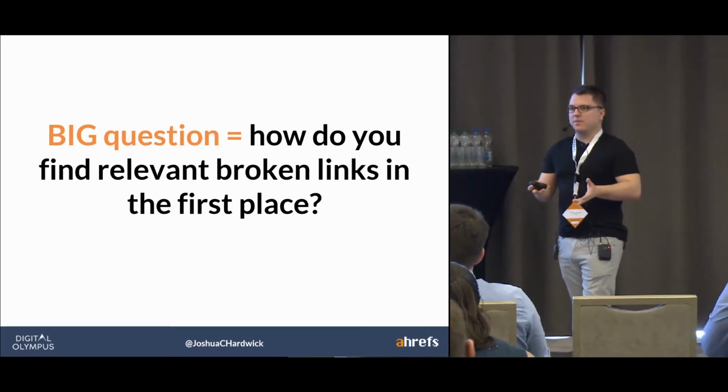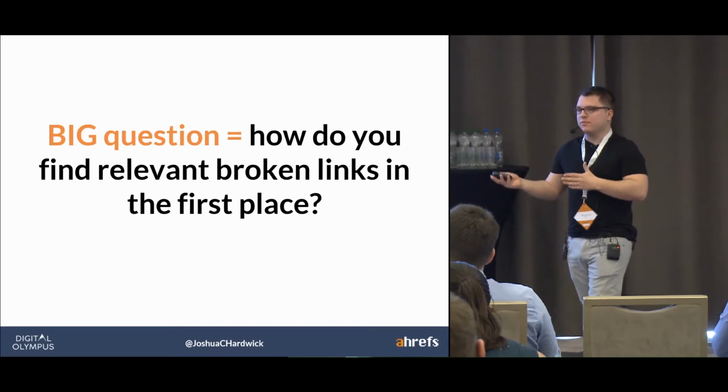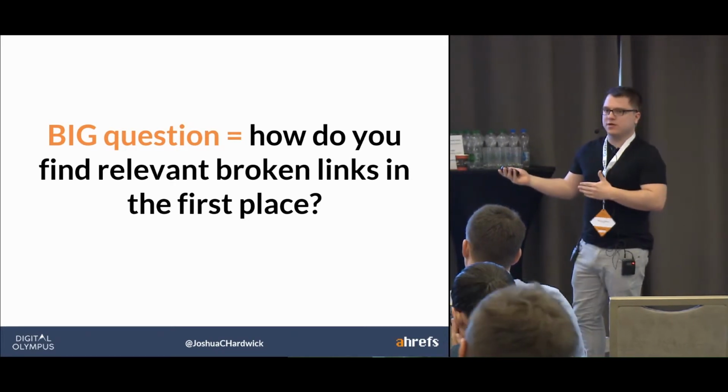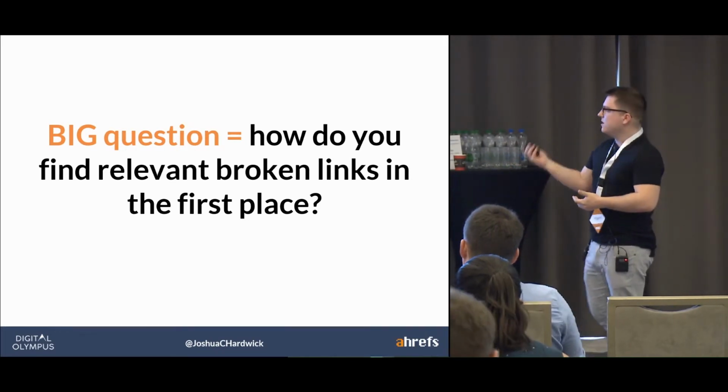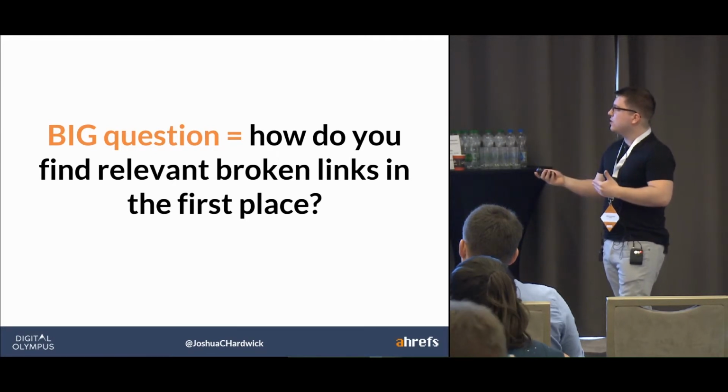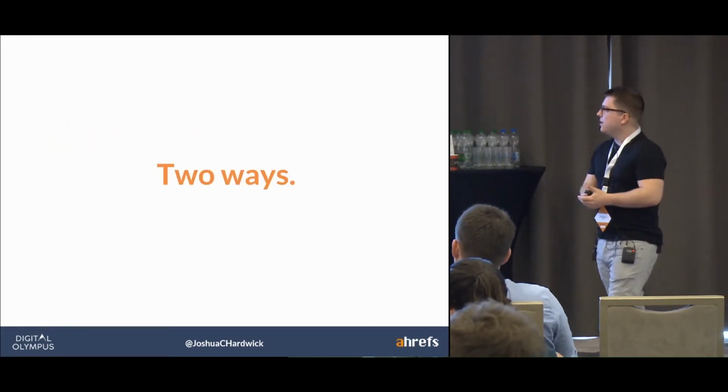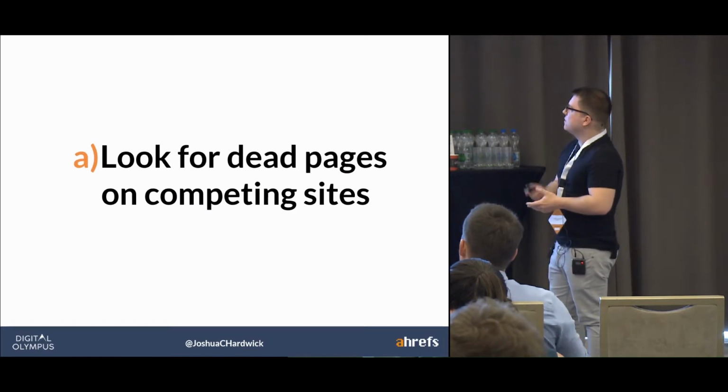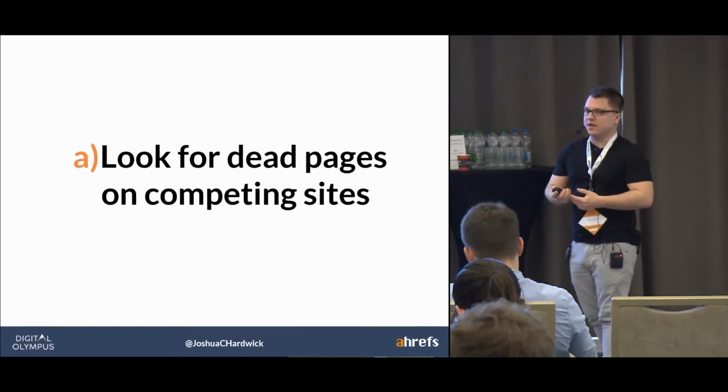So the question becomes, how do you find relevant broken links in the first place? Obviously we come across these sometimes on the web naturally. You click a link, it doesn't work. But how do you do this strategically if you want to actually build links? There are a couple of ways to do it. The first one is to look for dead pages on competing sites.